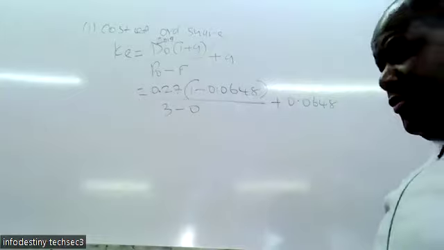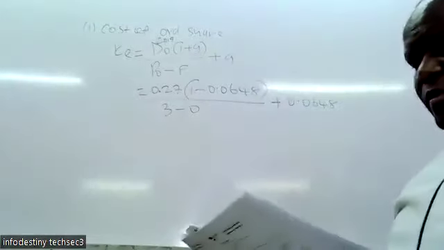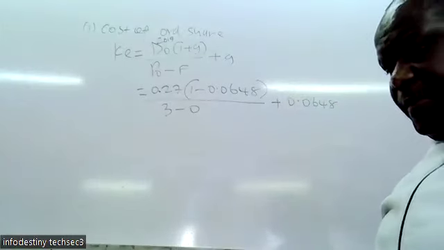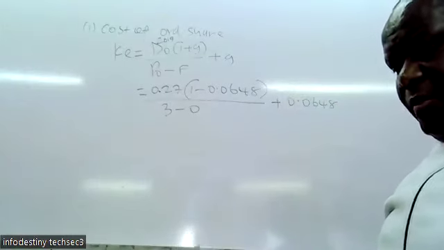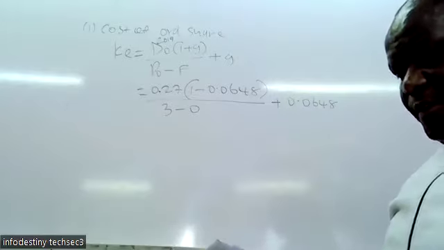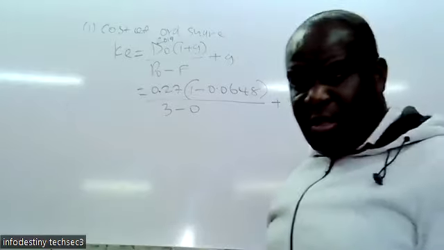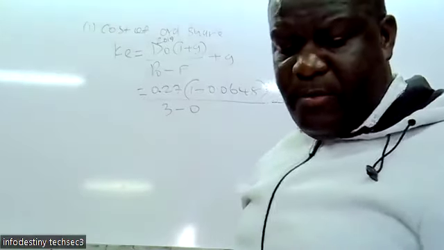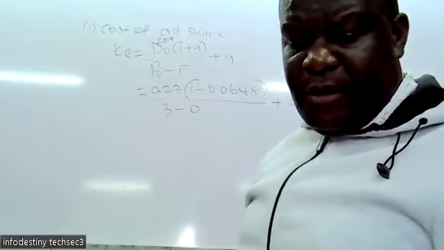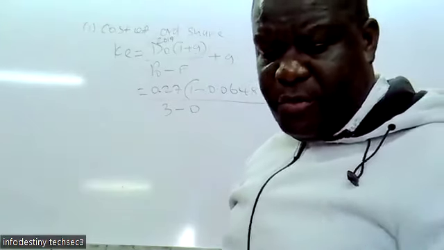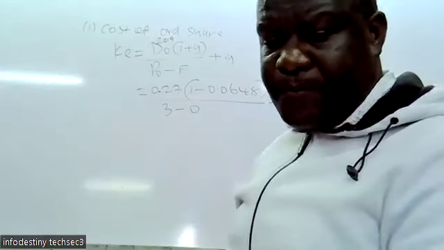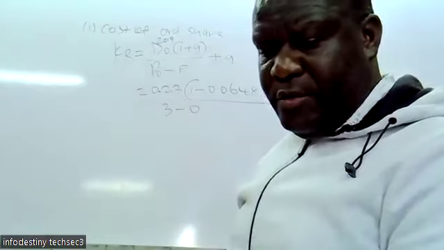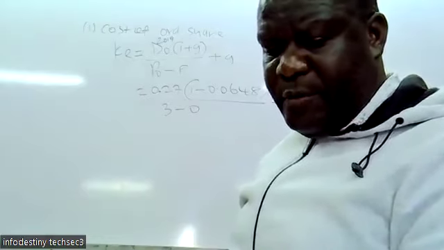Then we also compute the cost of preference shares, but this question had no preference shares. So the next item we should compute is the cost of the bond. We need to come up with the cost of the bond.